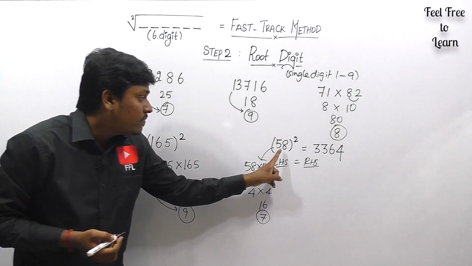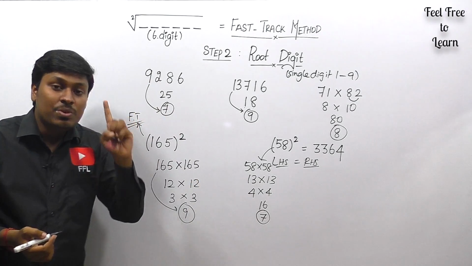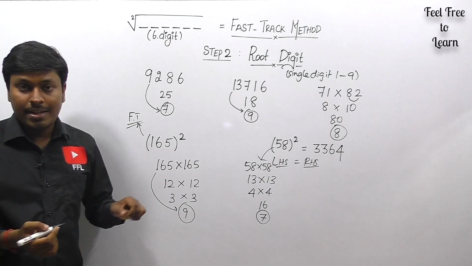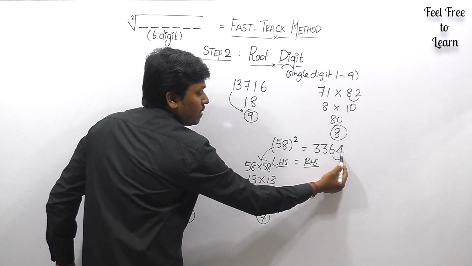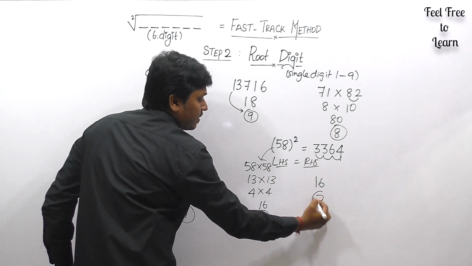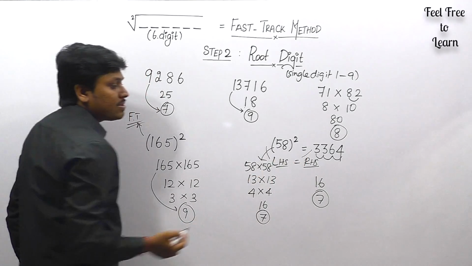And we already know that 58 square will be 3364. When you add the right hand side digits, it should always be equal to 7. Then only we say that LHS is equal to RHS. Listen here. 6 plus 4 will be 10. 10 plus 3 will be 13. 13 plus 3 will be 16. So 16, again 7. So friends, we can finally say that the LHS root digit is always equal to the RHS root digit.